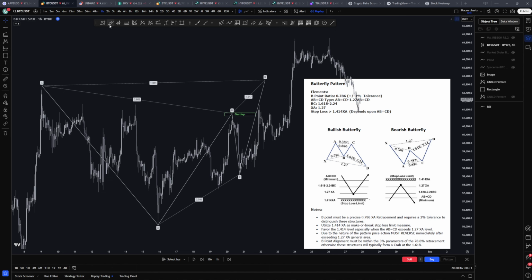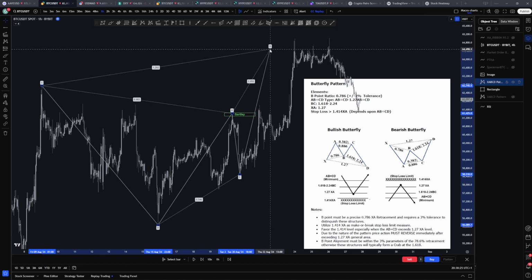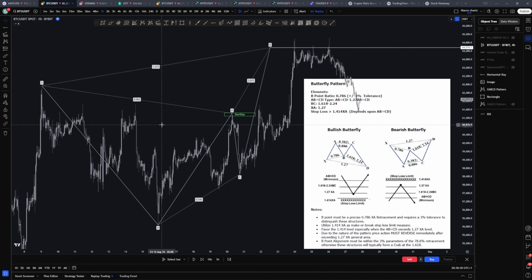So look at that. Is it between the 0.382 and a 0.886? Yes, it is. So where does it end? X to D 1.27. So I'm going to place it right there, the 1.27, just like that. And there we have our new pattern. Well, there we have it. We still have to check, is B to D actually valid? Do we know? Yes, it is. It's between the 1.618 and the 2.24. Crazy how good this is.